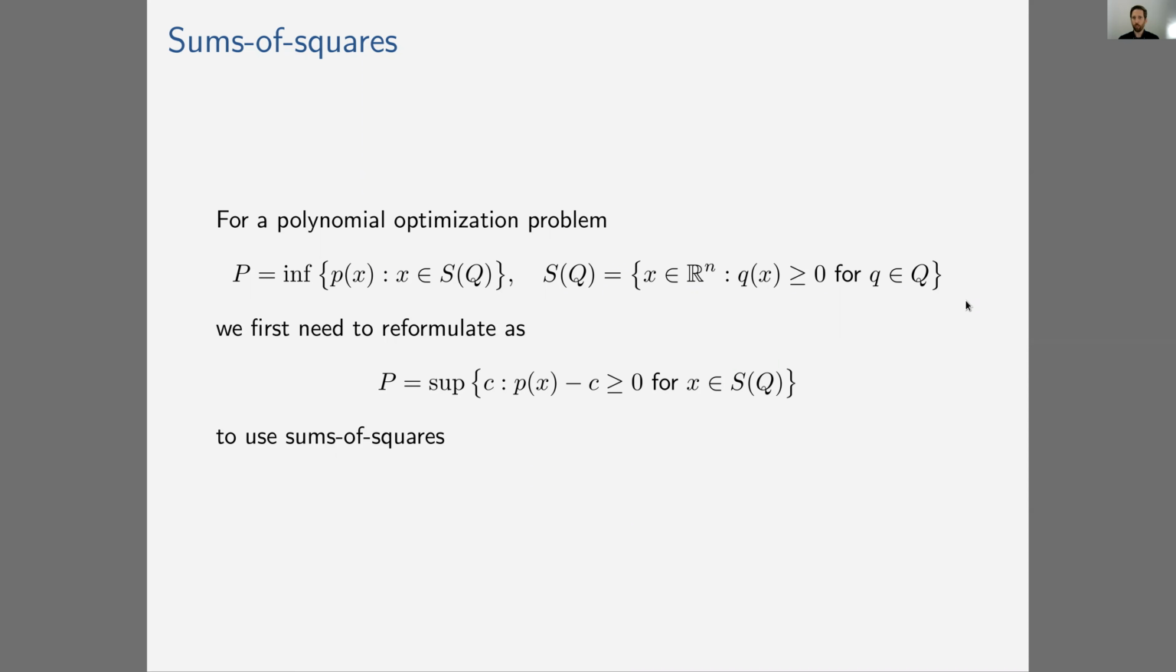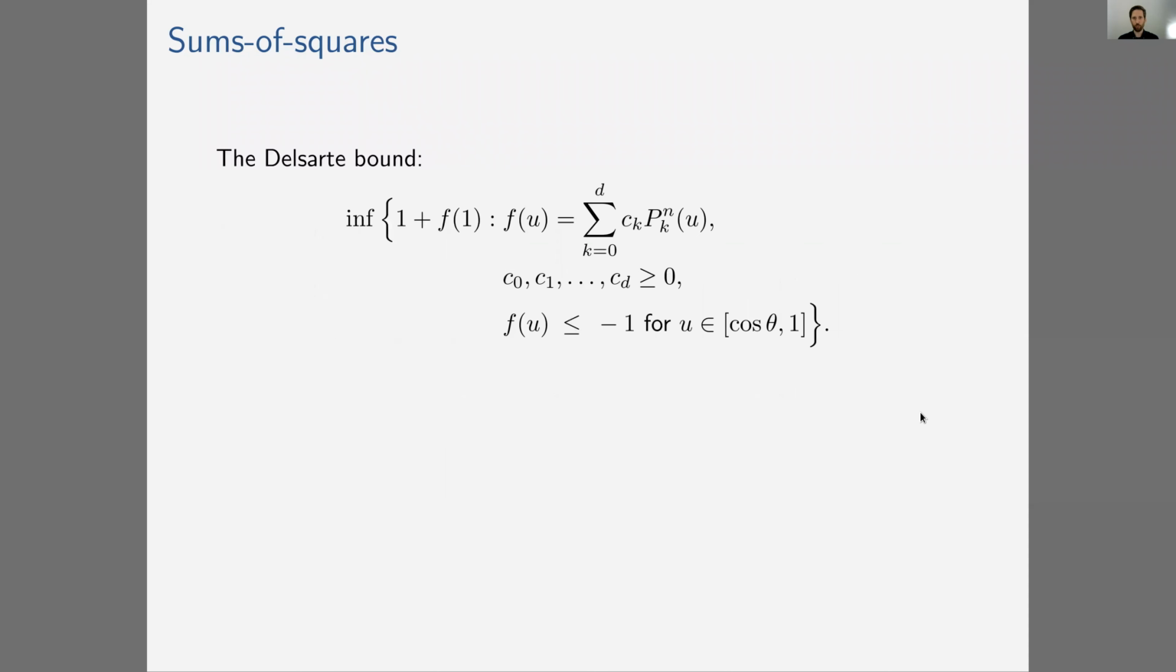And to work with sum of squares, we first needed to reformulate this. So instead of looking at this directly, we maximize over scalar c, such that p of x minus c is a non-negative polynomial on this semi-algebraic set. And then we could use sum of squares. Then we could say, instead of this, we say that p minus c must lie in some truncated quadratic module, right? And then it's a semidefinite programming hierarchy. But now actually we don't even have to do such a reformulation. So let me show what's going to happen. So here we have an example of the Delsarte bound, right?